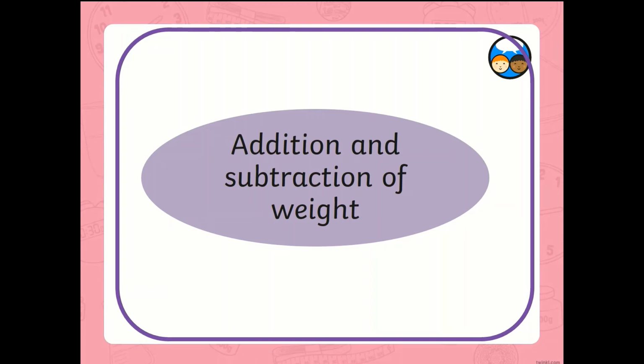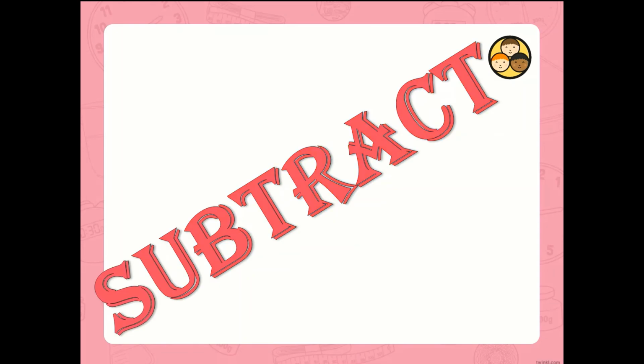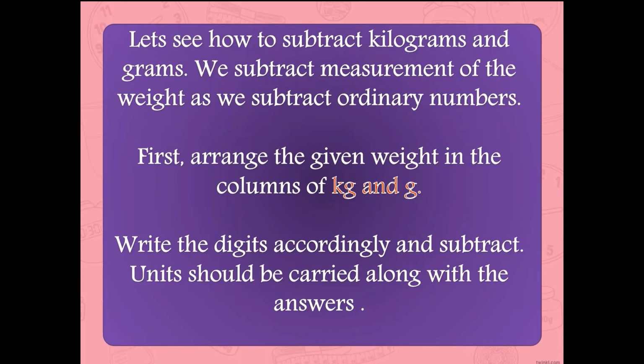Addition and subtraction of weight. Let's subtract. Dear children, let's see how to subtract kilograms and grams. We subtract measurements of weight as we subtract ordinary numbers. First we arrange the given weights in the columns of kg and grams. Write the digits accordingly and subtract. Units should be carried along with the answer.